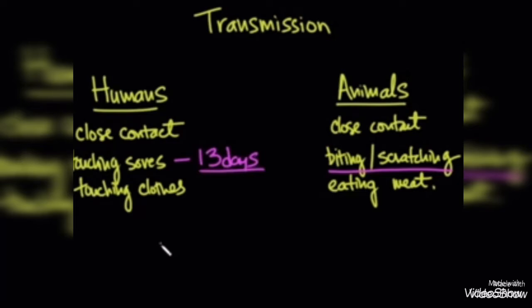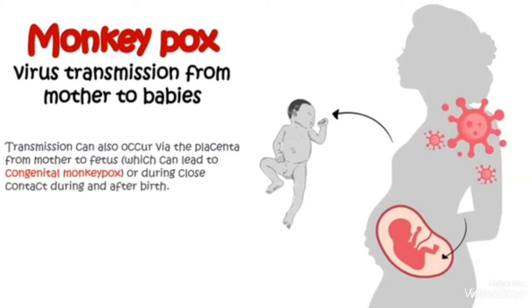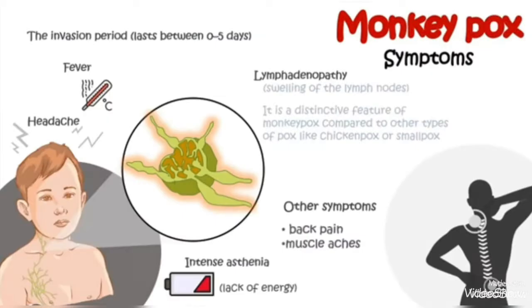Number three, a very important route of transmission is the sexual route. And number four, vertical transmission, meaning it can transmit from the mother to the baby through the placenta, or during the birth of the child, or after the birth when the infected secretions or objects come in contact with the baby.